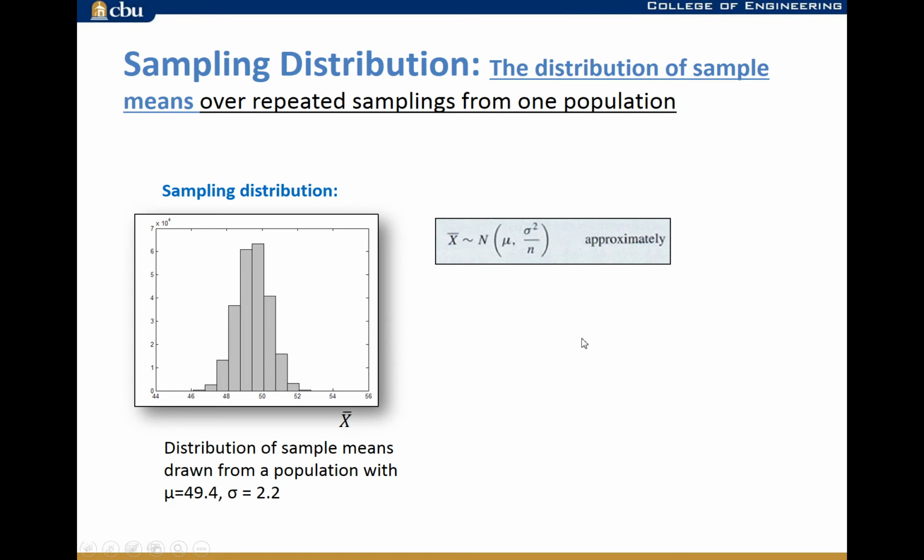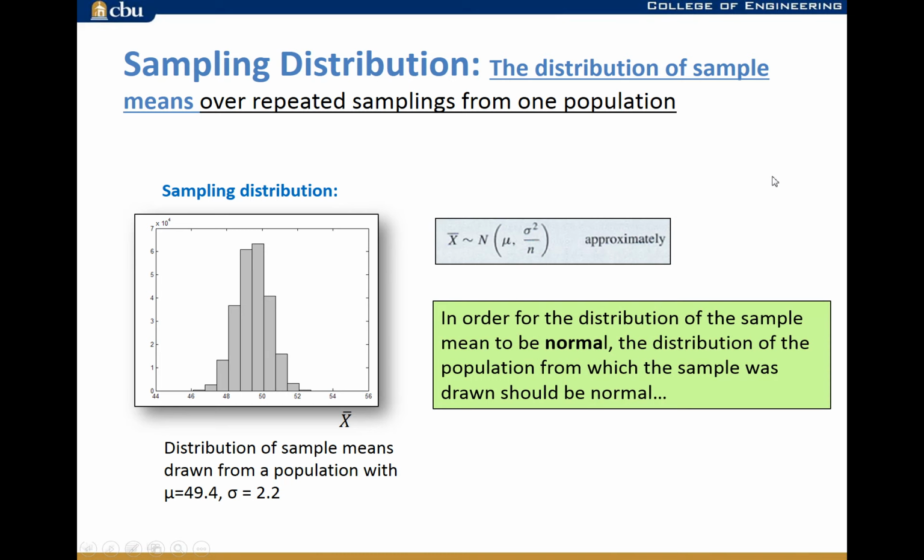So sampling distribution is the distribution of sample means over repeated samplings from a population. And you see that we use X bar, which follows the normal distribution approximately with mu equal to 49.4, and then the variance, because now it's a means distribution, will be equal to the variance of the distribution divided by the sampling size.